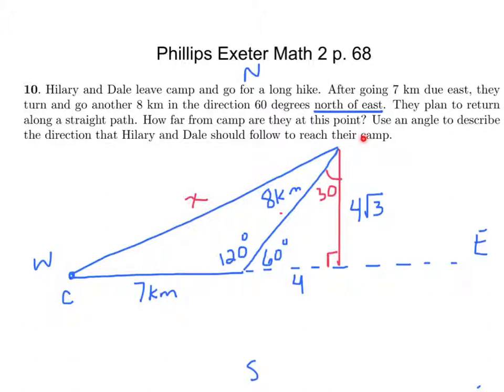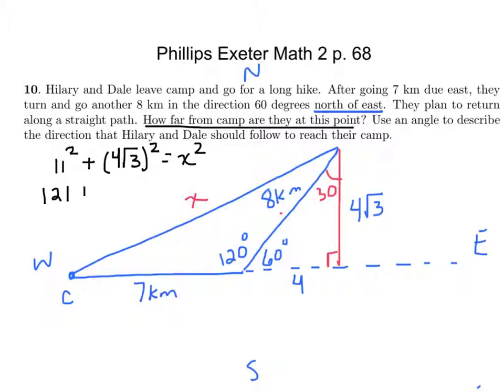What's that length too? Yes, because it says how far from camp are they at this point. So I'm going to go 11 squared plus 4 root 3 squared equals x squared. So that'd be 121 plus 16 times 3.